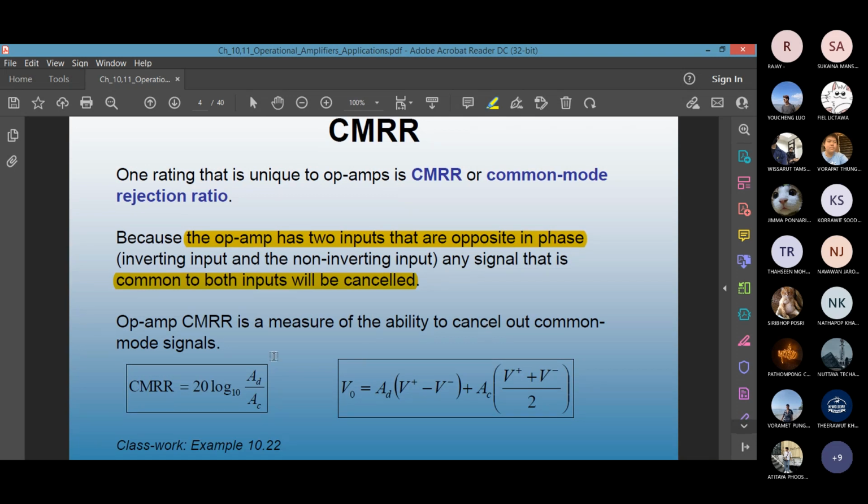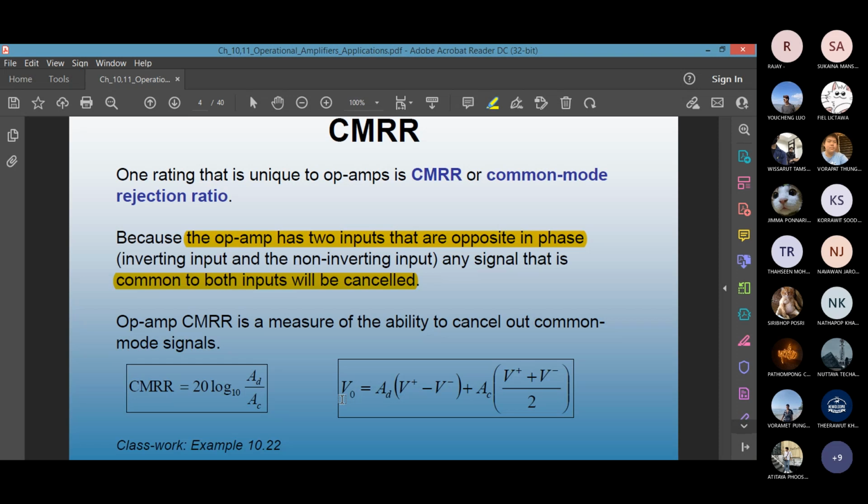It is given by this equation: 20 log base 10, you have to take base 10 log, not the natural logarithm. In the calculator, do not use ln, use log. CMRR equals 20 log base 10 of AD divided by AC. What is AD? What is AC? AD is the gain in differential mode. Gain means output voltage divided by input voltage, or you can say output signal divided by input signal.